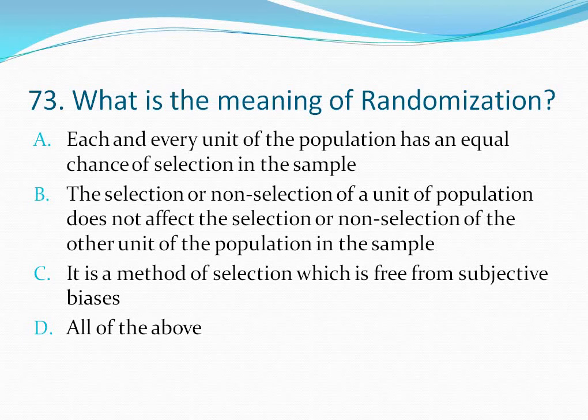Question number 73. What is the meaning of randomization? Your options are option A, each and every unit of the population has an equal chance of selection in the sample. Option B, the selection or non-selection of a unit of population does not affect the selection or non-selection of the other unit of the population in the sample. Option C, it is a method of selection which is free from subjective biases. The meaning of randomization. The correct answer is option D, all of the above. Let's move to the next question.